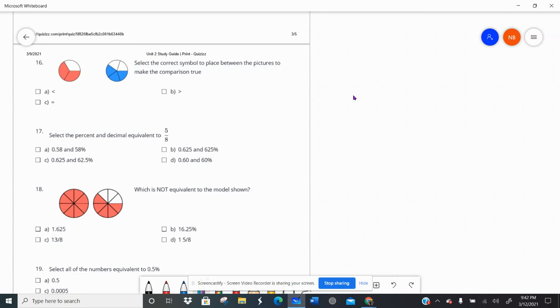All right, a couple more, people. It says select the correct symbol to place between the pictures to make the comparison true. Woo! That was a struggle for me. I was on the struggle bus. All right, so let's look at that red picture. I have 2 out of 3 colored in, 2/3. And that blue picture, I have 3 out of 5 colored in.